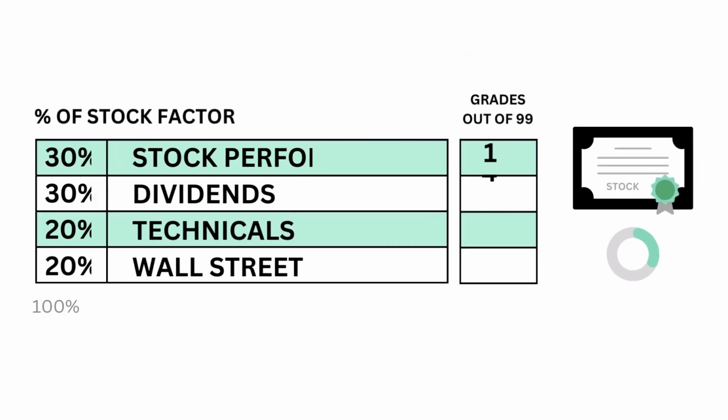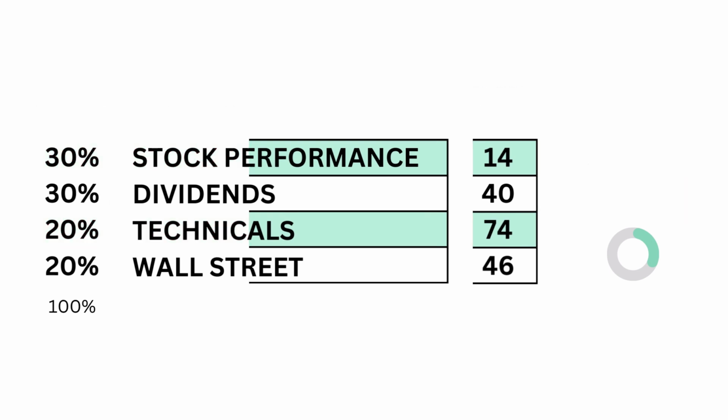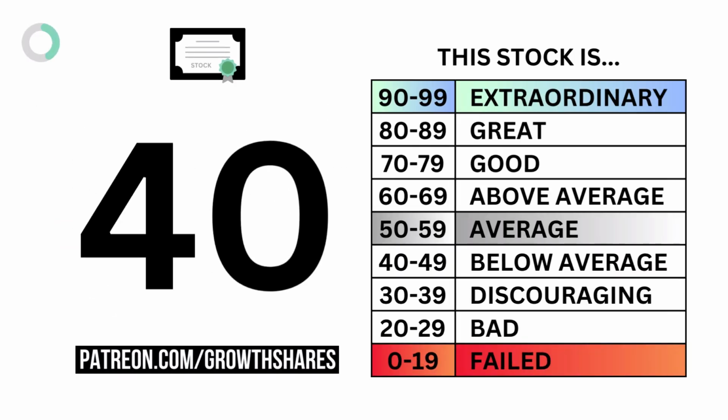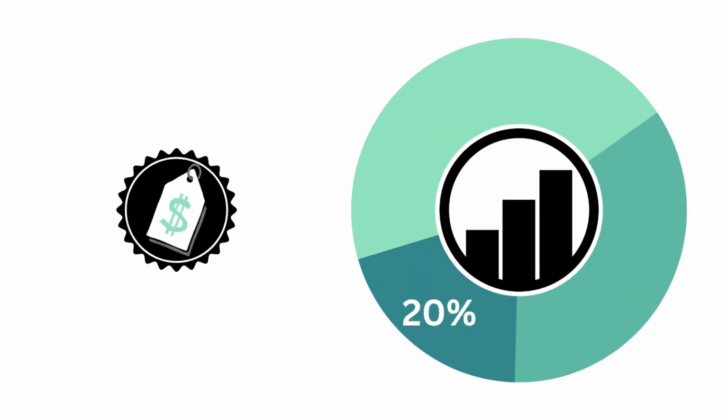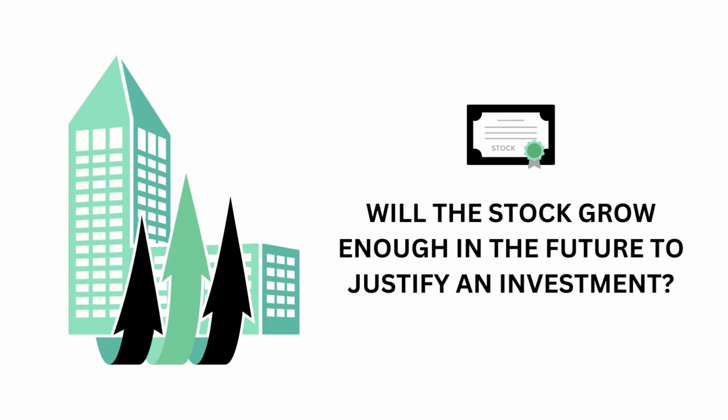To recap, here's the 4 metric grades. And when we put them together, we get our stock grade. Let's then look at the price. The price factor accounts for 20% of the analysis. The price asks the question, what is the most you should pay for the company?